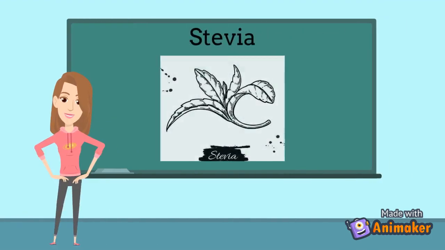Stevia is a sweetener derived from the stevia plant. Stevia is used as a placebo because when it is metabolized in the body, no energy is produced.